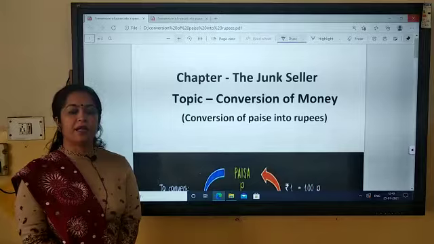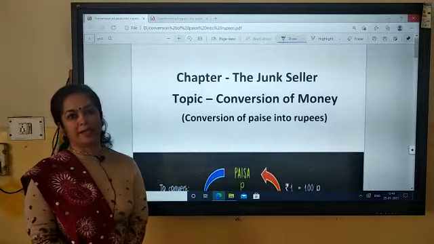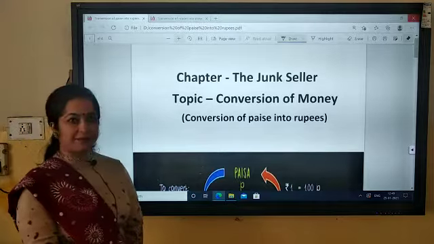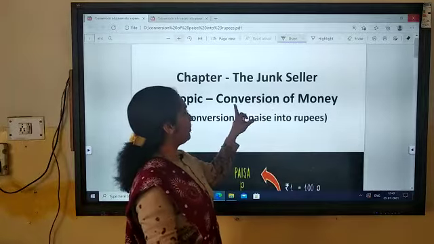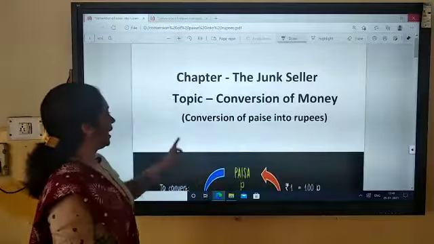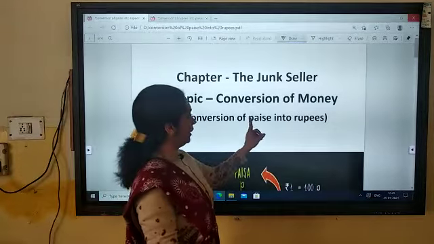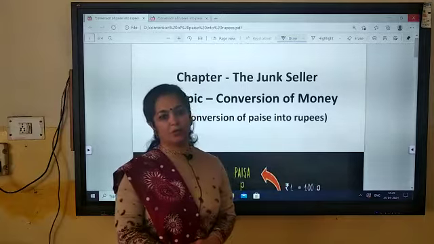Today we will learn how to convert paise into rupees. The chapter is the same, the junk seller, and the topic is conversion of money. What will we learn today? We will learn how to convert paise into rupees.